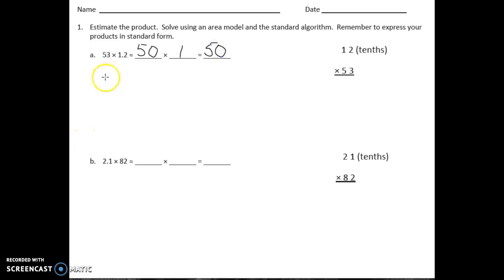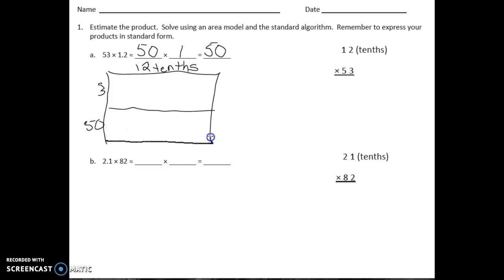And now when we go to put this into an area model, we're going to change this to 12 tenths. So then we have gotten rid of the decimal, right? We could think of it as, if it's 10 tenths, you have a whole, and in this case we have 12 tenths total. And then we're going to take our 53, and it's going to go here. So it's going to divide things up a little bit.